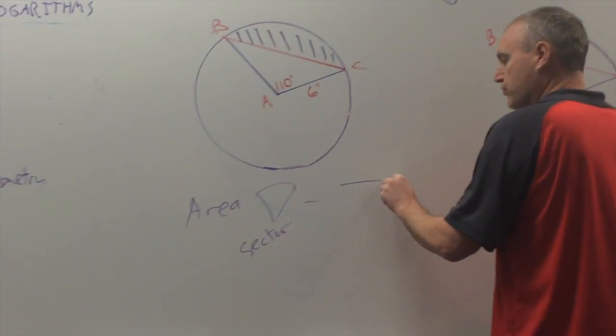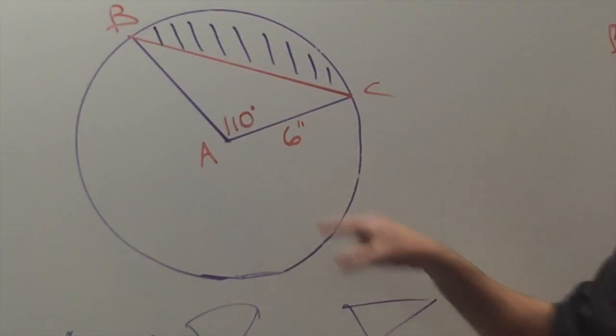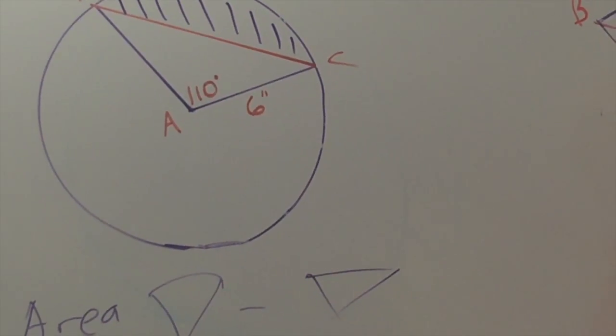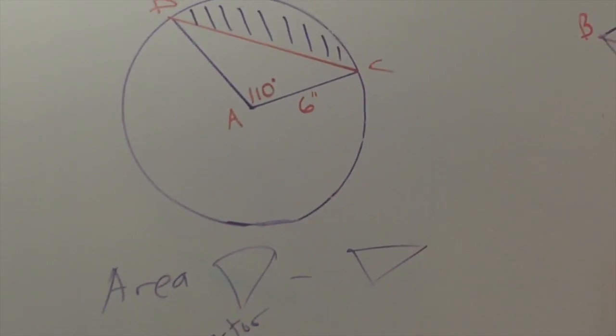minus the area of the triangle. That's this empty space right here that we see. We need to find the area of the sector and then subtract off the area of this triangle. So those are the two parts we're going to talk about to find out the area of a segment.